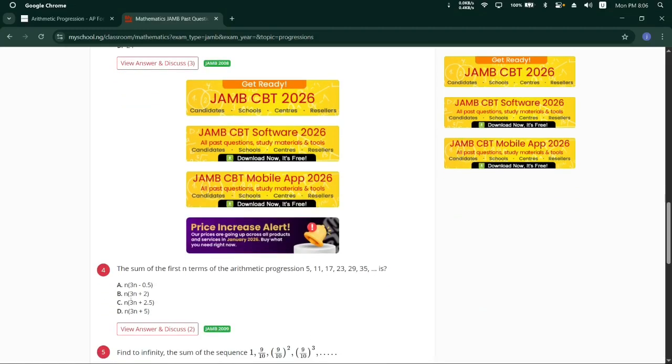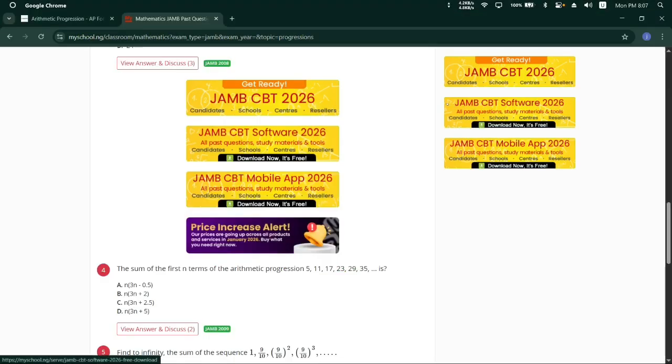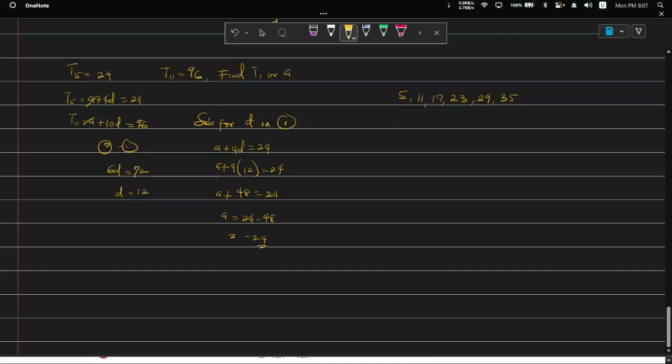Yes. It said the sum of the first n terms of the arithmetic progression is, now let's write the progression, 5, 11, 17, 23, 29, 35. So we should find the sum of the first n terms, Sn.